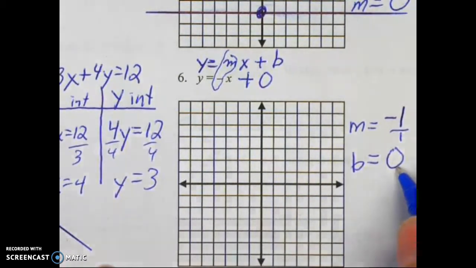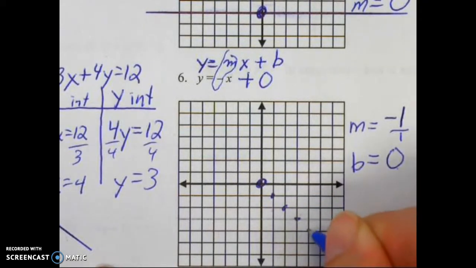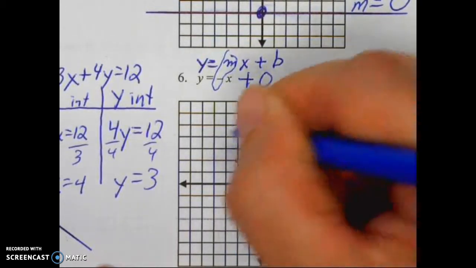But where am I going to start? At 0. What am I going to do? Go down 1 over 1, down 1 over 1, down 1 over 1. I think it's pretty much going to be all these dots right here. I can reverse the pattern, but now I'm just going to draw my line.